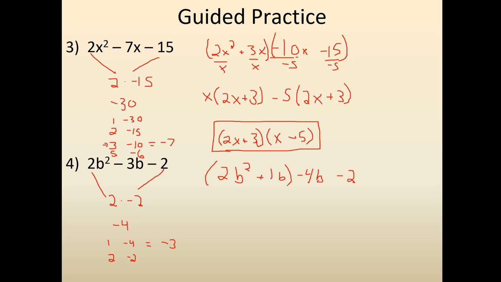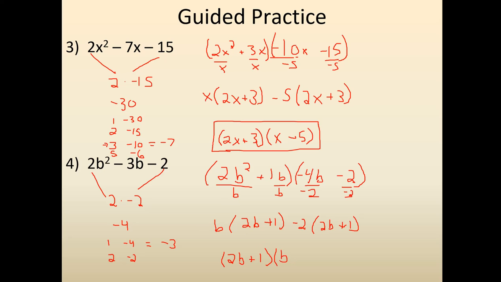Group the first two and last two. So from here, divide out a b, and I'll be left with 2b plus 1. Over here, I could divide out negative 2, and you get 2b plus 1. The common term here is 2b plus 1, so that's my first factor. And my second factor will be the b that I pulled out of here, and the negative 2 that I pulled out of there.